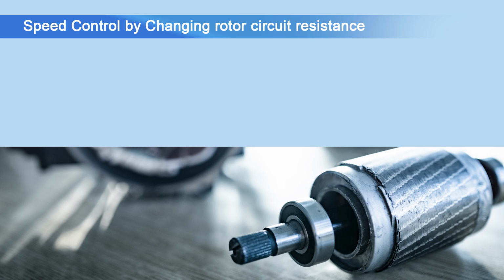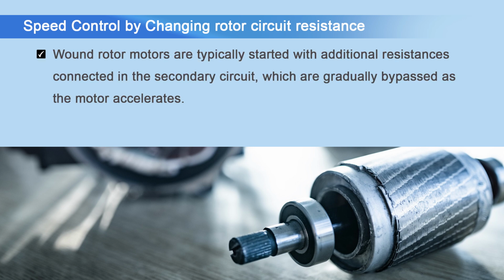Now, we will discuss the methods where speed control is achieved from the rotor side. First one, speed control by changing rotor circuit resistance. As we have discussed, the wound rotor motors are typically started with additional rotor resistance connected in the secondary circuit, and this external resistance is gradually bypassed as the motor accelerates. So, initially external resistance is inserted in the circuit, and gradually we will cut off this resistance.